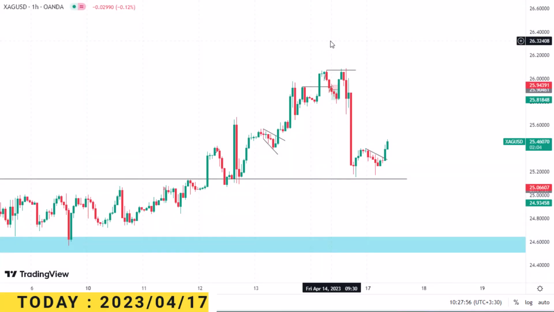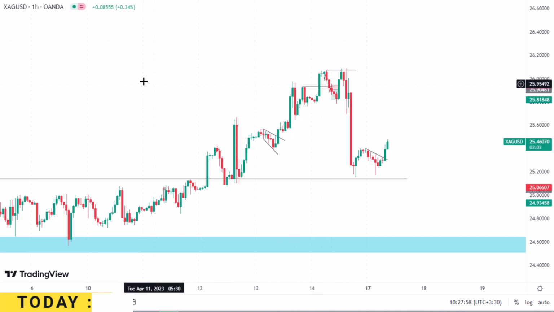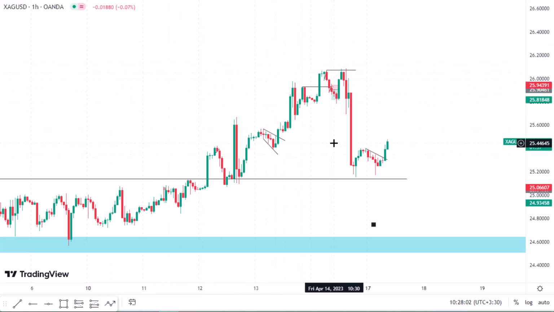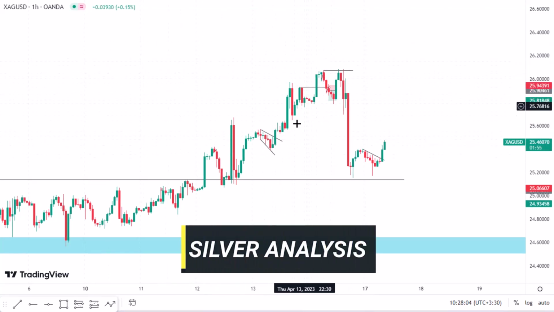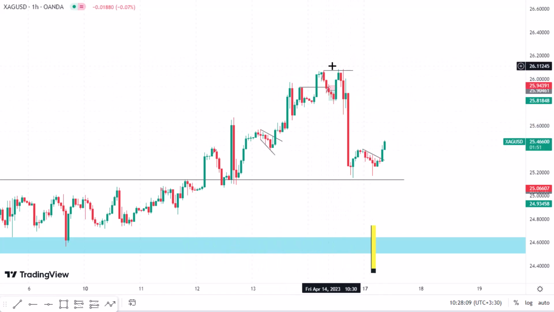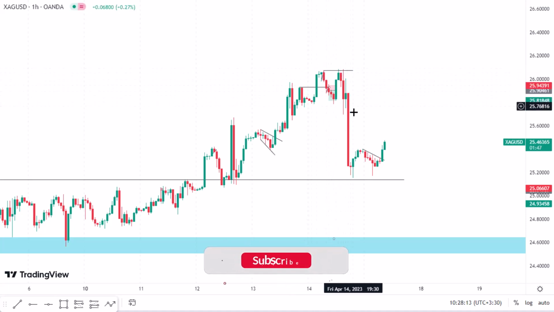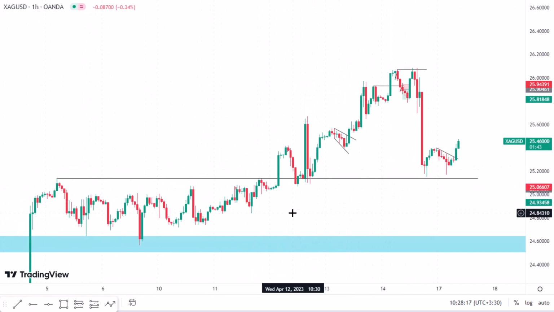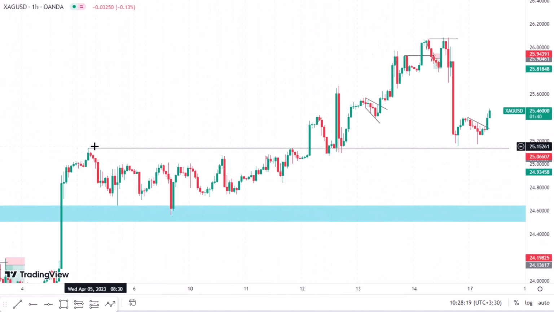Hey traders, welcome back. As you can see here, we are on the silver chart, or XAGUSD chart, and after the price touched this resistance here in lower time frames, like the 15-minute time frame, it touched that level and started falling. And right now we actually have support.